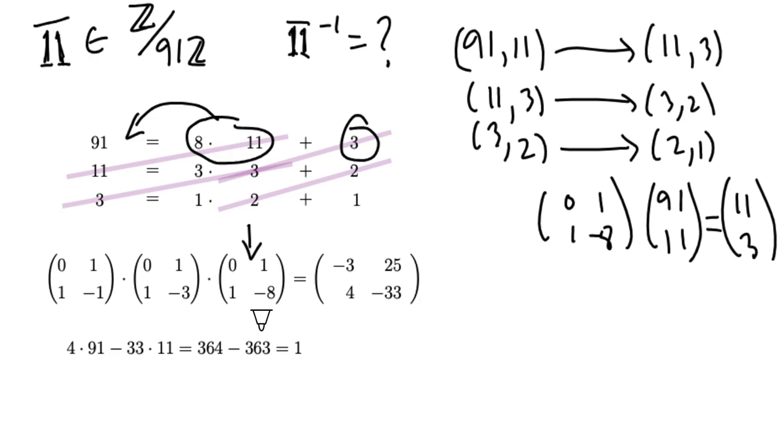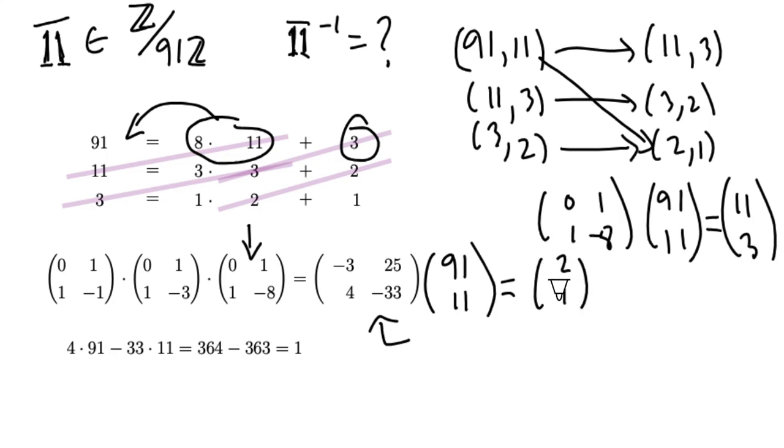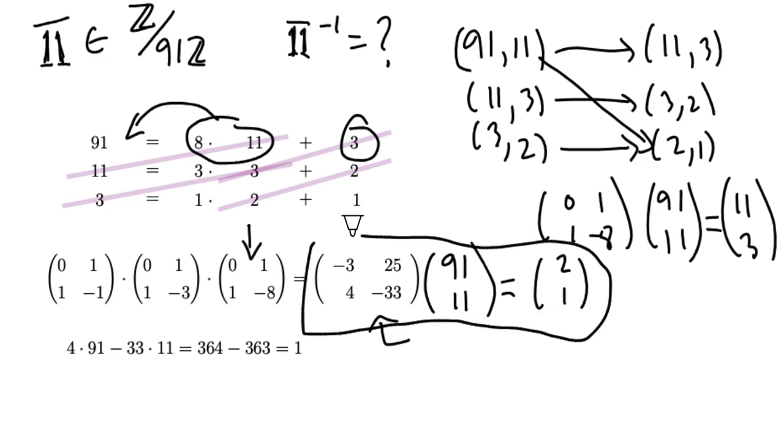We matrix multiply these together, and we get this matrix. This represents the full shift from 91, 11 to 2, 1. So if you want to skip to the chase, just get right there. We take this matrix, and if we plugged in 91, 11 into it, we would end up getting 2, 1.